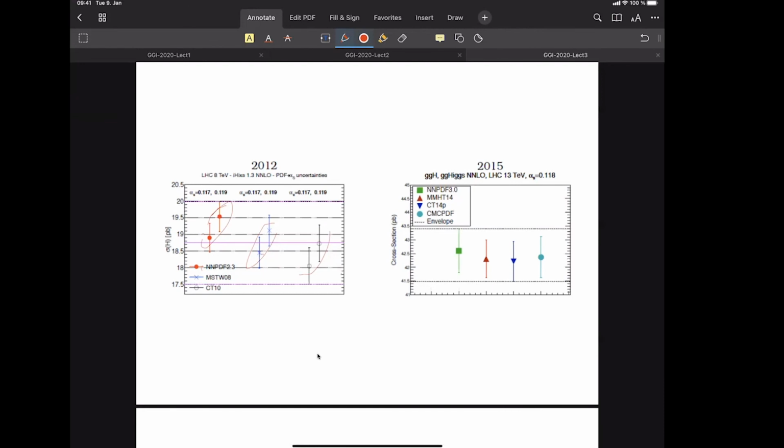Maybe I have a question. Maybe you mentioned it and I missed it. But did you mention the issue of the correlation between the data that you use to fit the PDFs, and then if you want to analyze this data to search for something else, then there is a correlation. So you have to have sets of PDFs where you exclude some data.